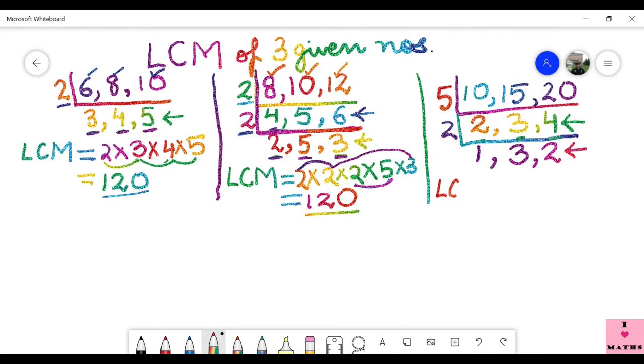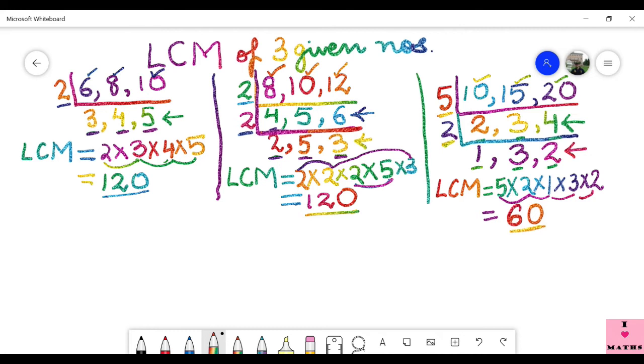Now we will calculate the LCM. And how we will calculate? We are going to multiply 5, 2, 1, 3 and 2. So this is equal to 5 multiplied by 2 multiplied by 1 multiplied by 3 multiplied by 2. 5 2s are 10, 10 1s are 10, 10 3s are 30 and 30 2s is 60. So 60 is the LCM of 10, 15 and 20.